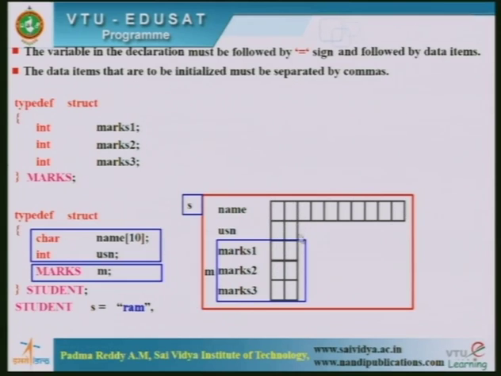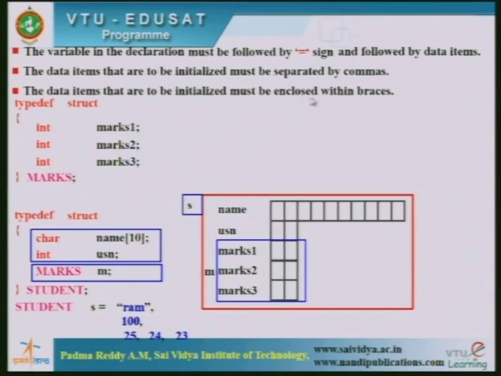Into this field what will be copied? USN. So what you write? Say 100 is the USN. And next what we have? Marks 1, marks 2 and marks 3 all are of type what? Integer. Remember, it is a structure. So I write 25, 24, 23 within the braces like this. The data items to be initialized must be enclosed within braces. So this is one field, this is the second field, and the whole thing is treated as the third field, and all these three fields must be enclosed within braces like this.